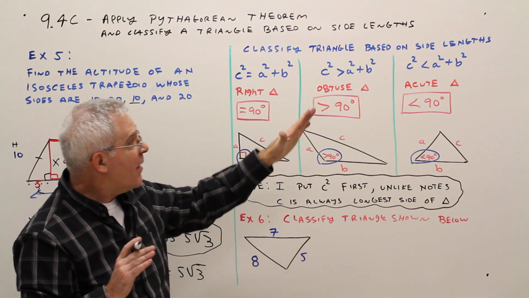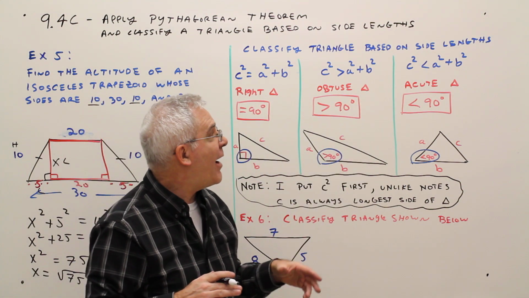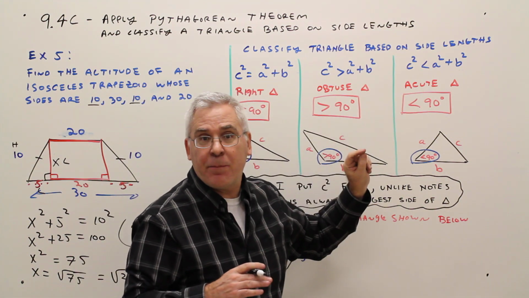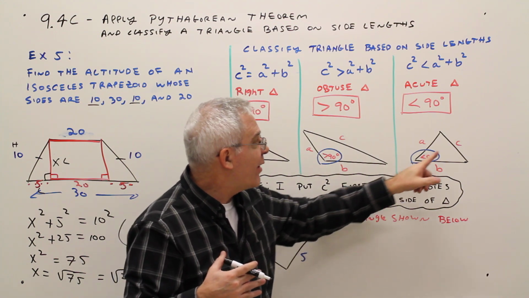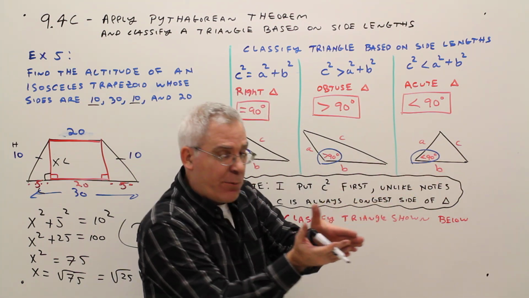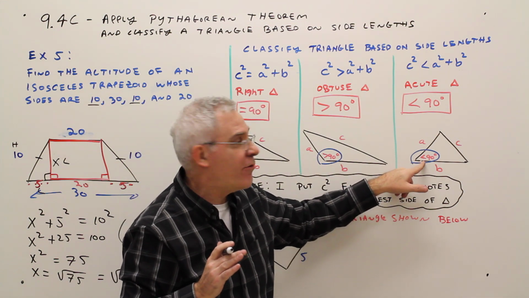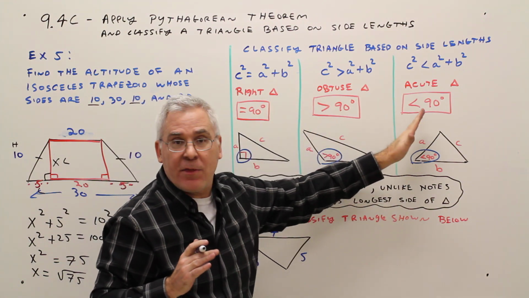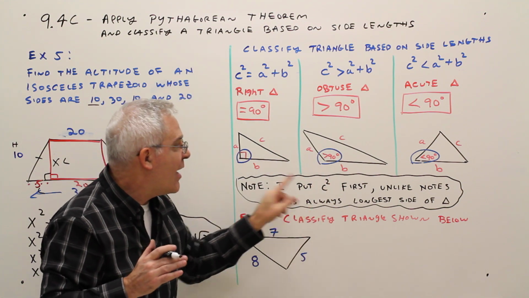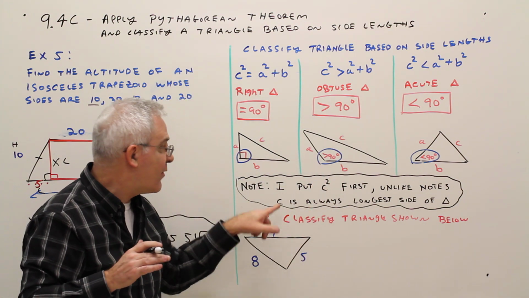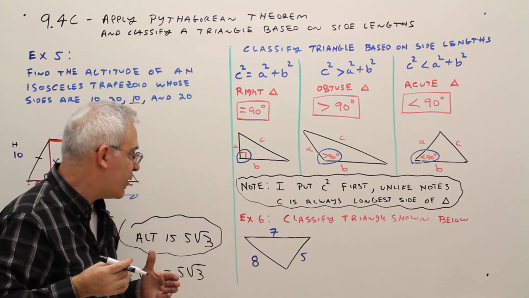The third scenario, C squared is less than A squared plus B squared. All right, when I see less than, that's going to end up in an acute triangle. I think of less than 90 degrees, which is what an acute triangle is. So again, here the C is short enough where we don't have to stretch out to get to that long end, and we have a smaller than 90 degree angle. So these are the only 3 things you got to remember. This one you already know, so these are the only 2 new things. Okay, so note, I put C squared first, unlike your notes, and C is always the longest side of the triangle.